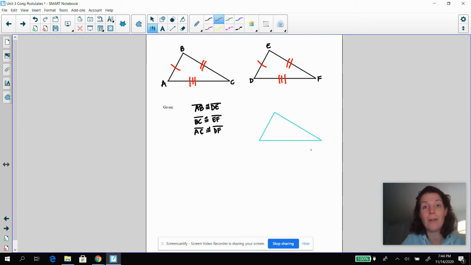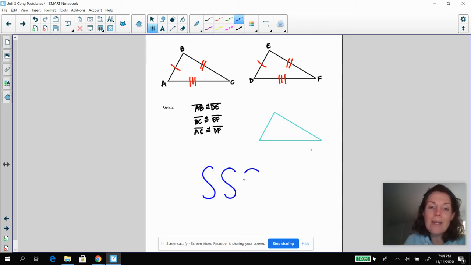We don't care about the angles. I mean, we do. We love you angles, but it didn't matter what the angles were because we knew that the 3 sides were congruent to each other. So this is what we call the side congruence postulate. We abbreviate it SSS, the side congruence postulate. And this tells us that we've got two triangles that are congruent to each other because all 3 of their corresponding sides are congruent. So that is postulate number 1.